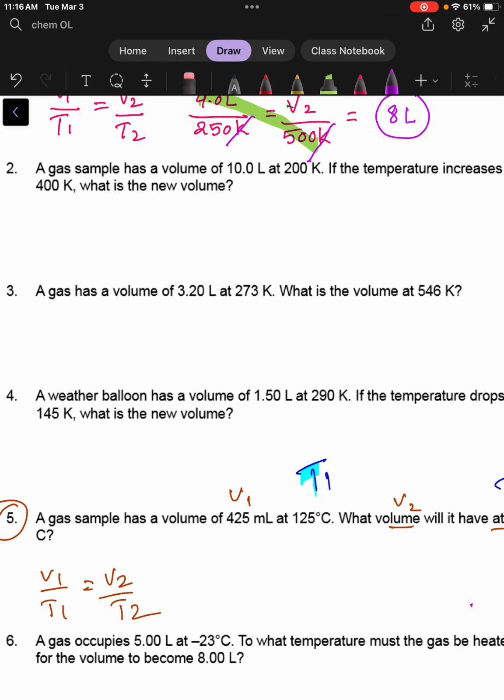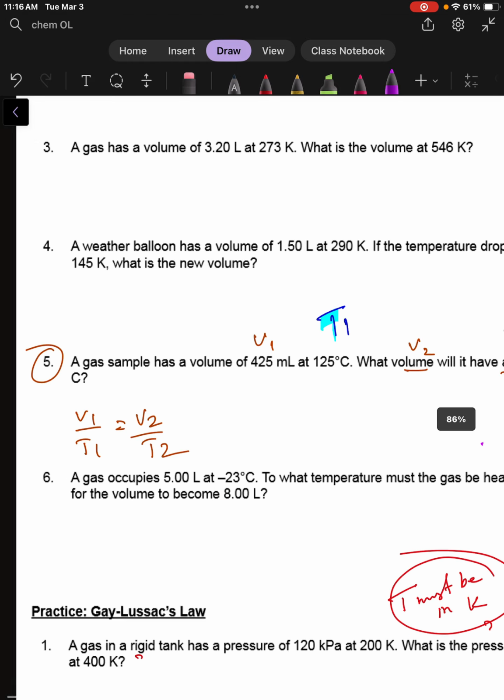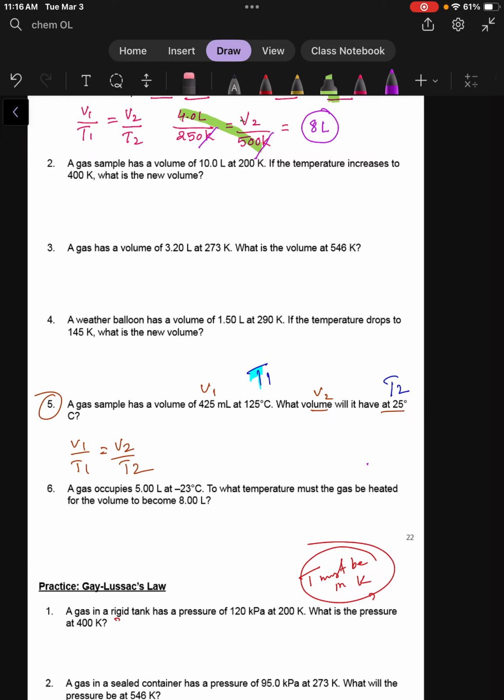Okay, let's do another one. I'm gonna find one question which has degrees Celsius on it. Okay, let's do number 5. Okay, so number 5, there is a volume for 25 ml and T1 is 125 degrees Celsius. So you have to add 273 into it and convert that into Kelvin, which is 398 Kelvin. Okay, that is a conversion factor. And 25 also converted by adding 273, which will be 298 Kelvin.